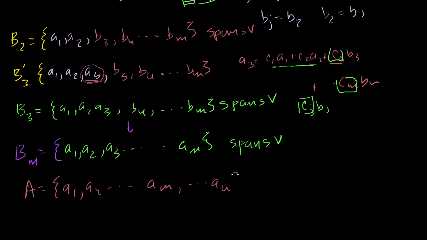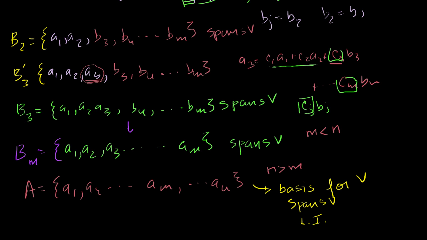Remember, we said that n is greater than m. Or when we defined B, we said that m is less than n. Same thing, this was a smaller set. Now, we're saying that this spans V, but at the same time, we said that this was a basis. This was just our starting fact, that this is a basis for V. Basis means two things. It means it spans V, and it means it's linearly independent.